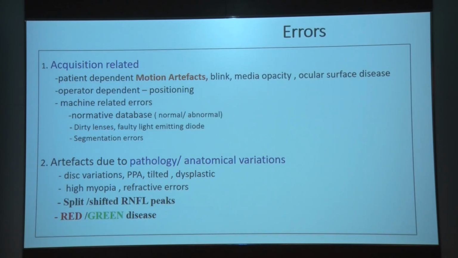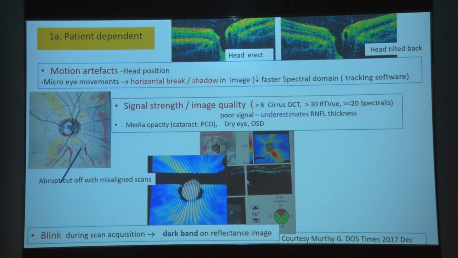The errors are of three types. Acquisition related, which is motion artifact, the most common, then blink, media opacities, and ocular surface disease such as dry eyes. Operator dependent are the positioning and the machine related errors. So the three types are patient, operator, and machine dependent. Again, for machine, we talked about the normative database, and the artifacts could be due to pathology of the disc or anatomical variations like disc abnormalities. We just talked about peripapillary atrophy, high myopia, split or shifted RNFL, and red and green disease. Let's come to them one by one rapidly.